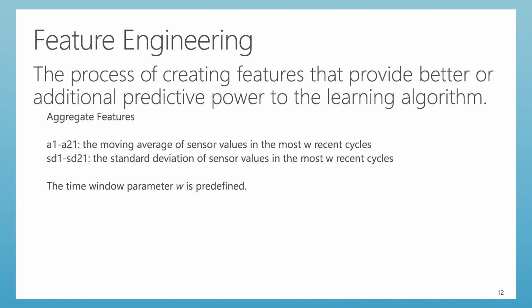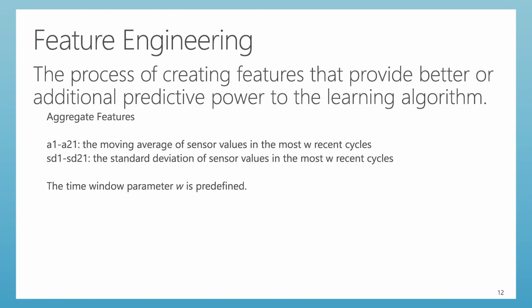So then after we have labeled data, we want to perform feature engineering. Normally when we take the raw data, it already contains many useful features. The features actually tell us what the pattern behind the data is, so we can perform classification. The process of creating additional features is that we want to provide better or additional predictive power to the learning algorithm. So in this project, we created a couple of aggregate features.